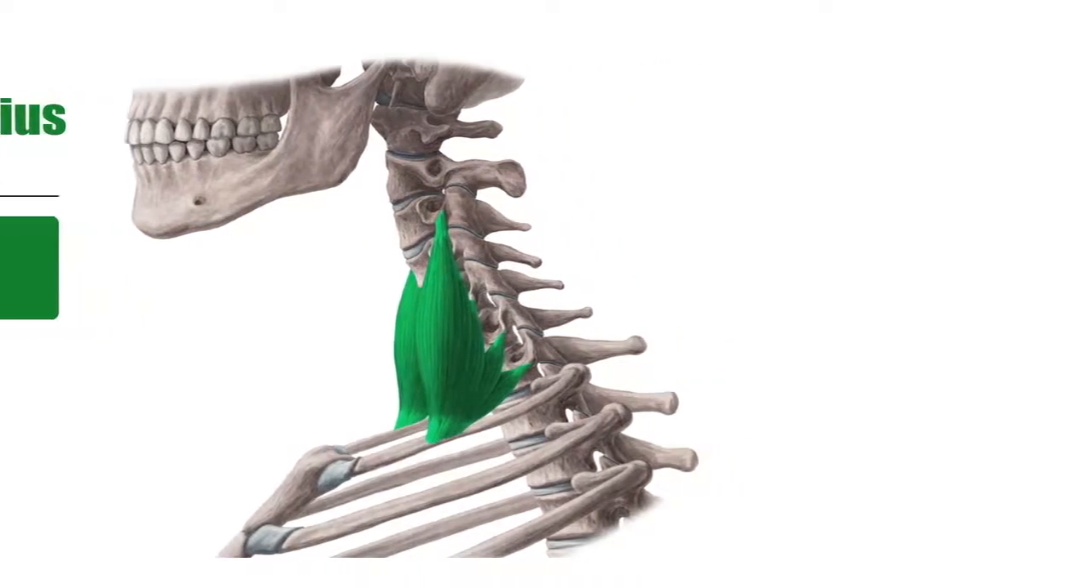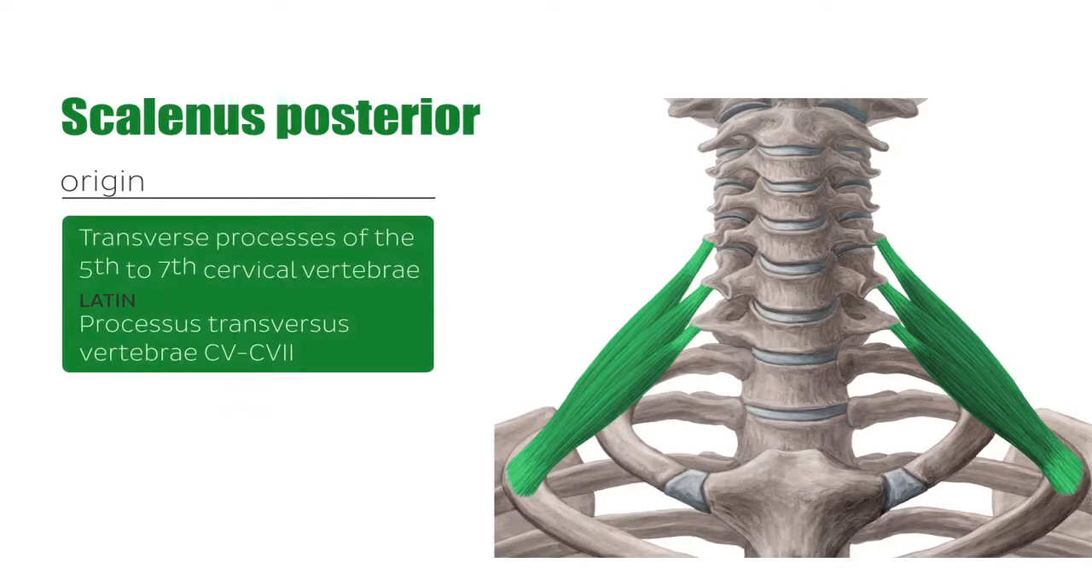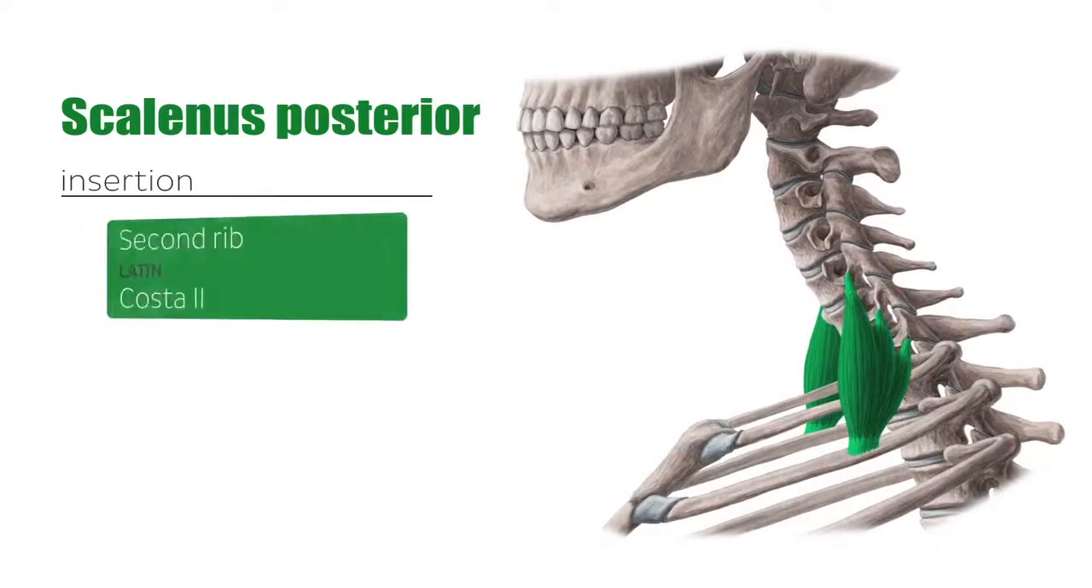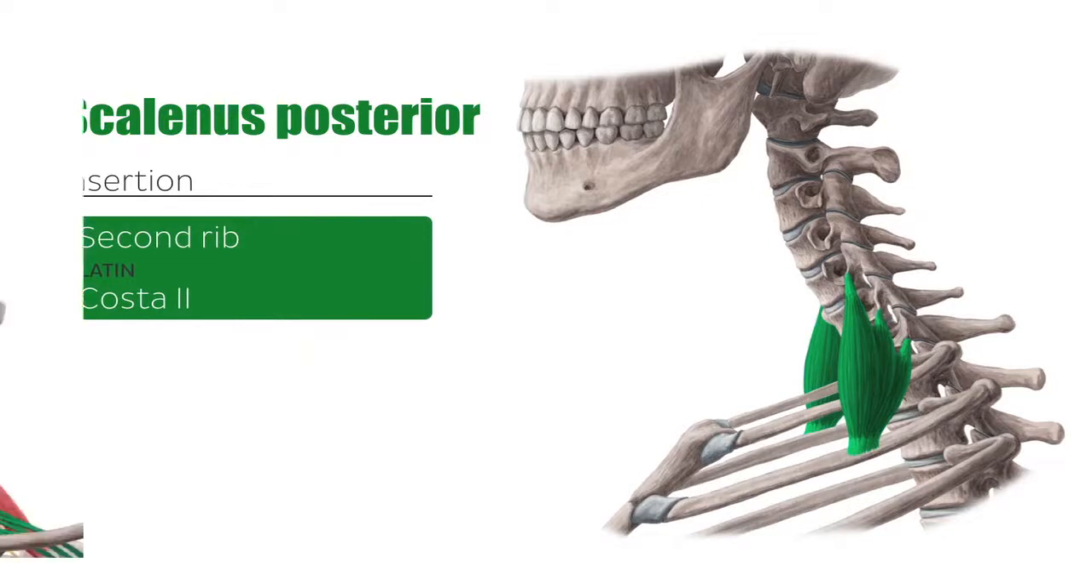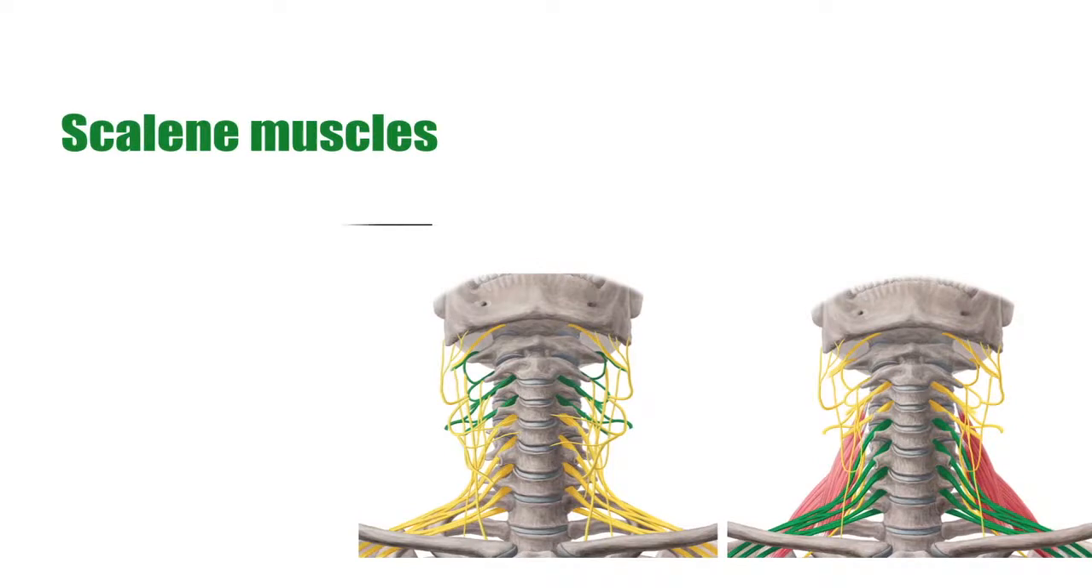Last on our list is going to be this muscle here, the posterior scalene. In terms of origin point, it has an origin at the transverse processes of the 5th to 7th cervical vertebrae. And instead, it's going to go all the way then to insert, not on the 1st rib, but this time at the 2nd rib.